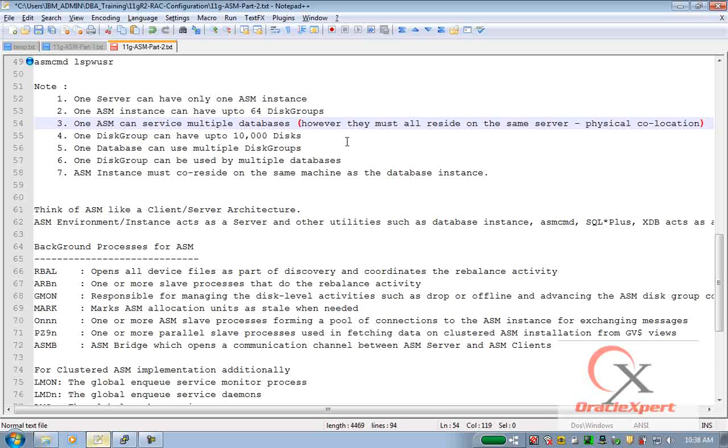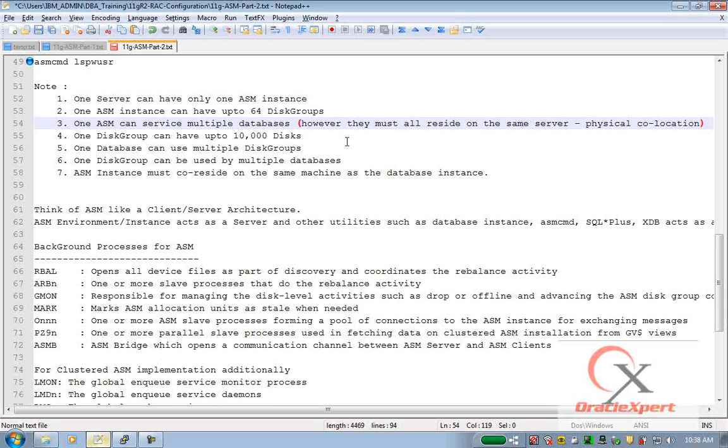You cannot say my ASM runs on machine 1, can I have my database running on machine 2 and store its files on the remote ASM instance? Not possible. A physical co-location is mandatory. One disk group can have up to 10,000 disks. One database can use multiple disk groups.